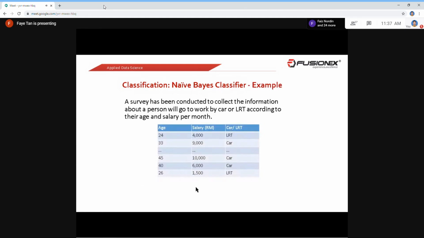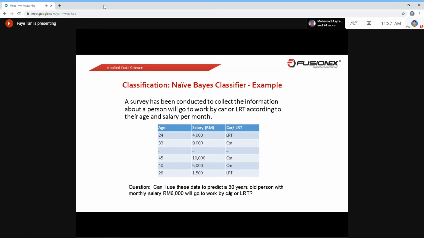So I'm going to explain this further using an example. There is a data set below here. It's a collection of information where a person will go to work by car or LRT according to their age and salary. So there's a survey: this age with this salary will go to work by LRT, this age with this salary goes by car, and so on. So you have a set of data here.